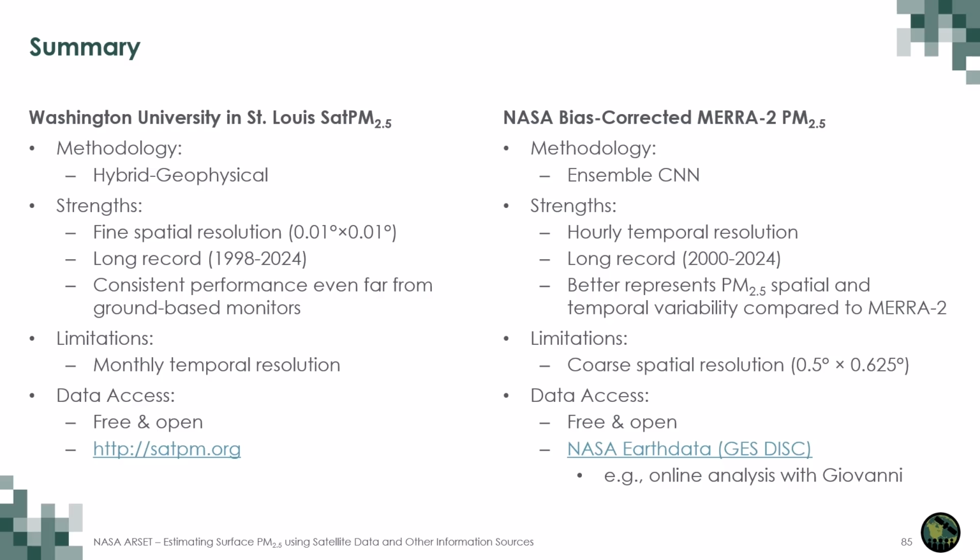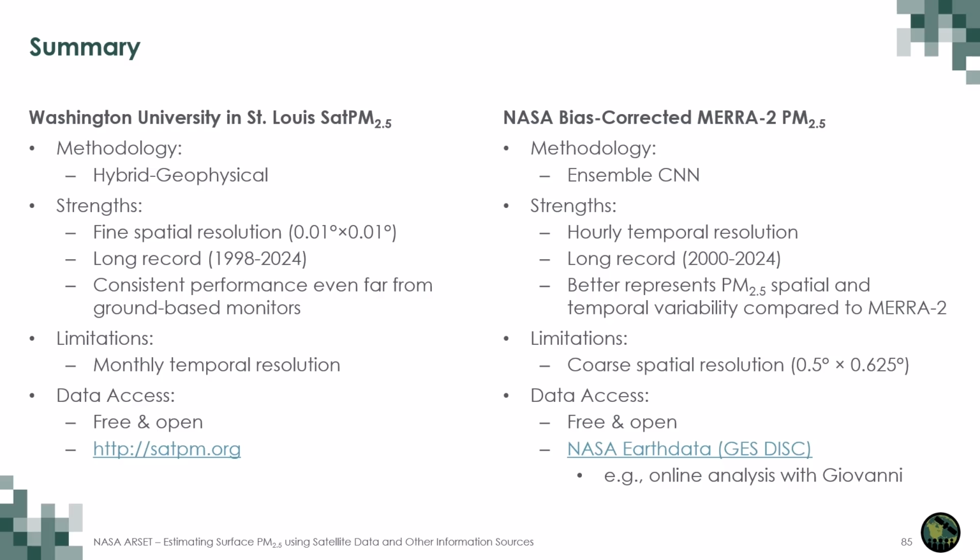The key strengths of this dataset are its fine spatial resolution. Gridded products are available at 0.01 degree, roughly 1 kilometer spatial resolution, as well as having a long record going back to 1998 and continuing till 2024. The dataset has consistent performance even far from the location of ground-based monitors as assessed through robust spatial cross-validation. A possible limitation to consider when using this dataset is the monthly temporal resolution of the products. So this would be unable to resolve variability at daily or hourly scales. The data are free and openly accessible via the SAT-PM website.